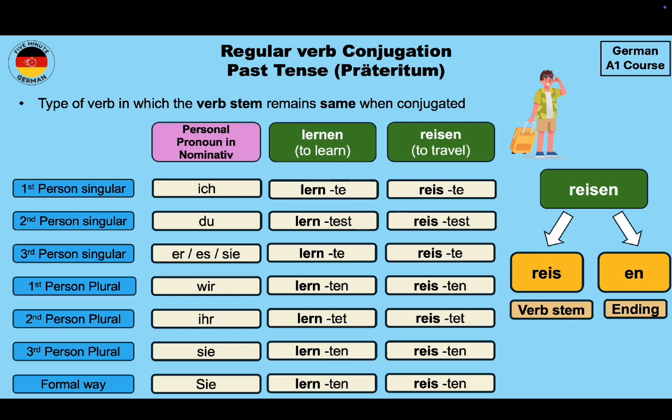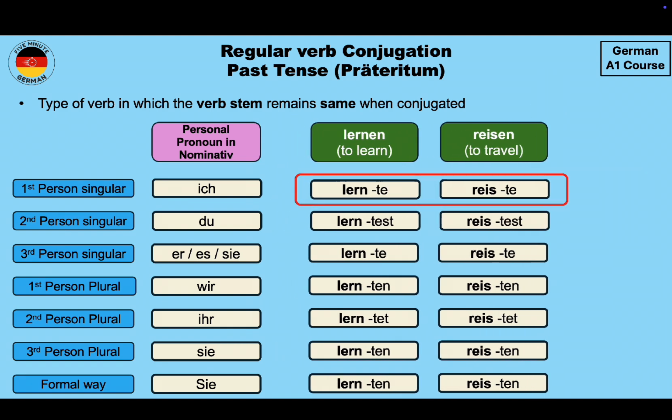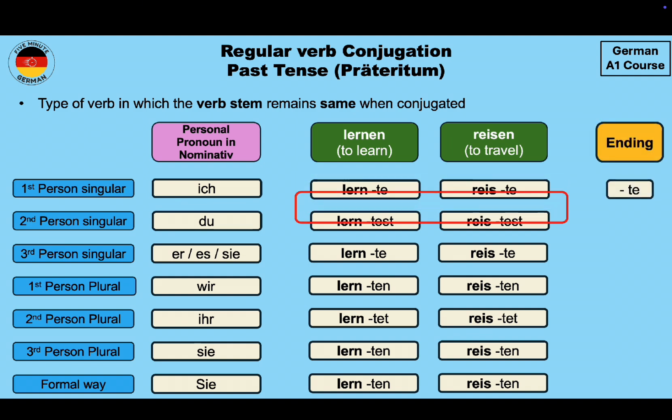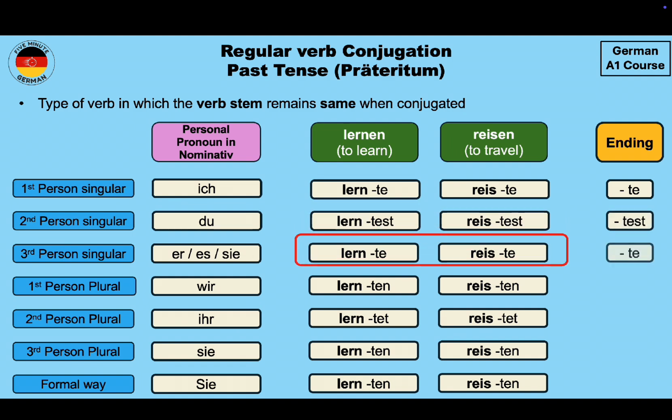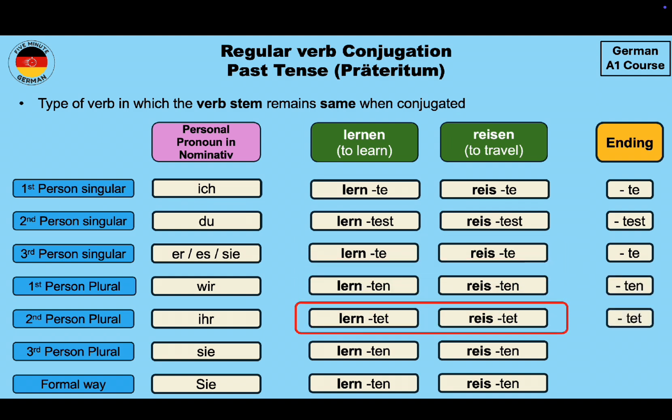Now if we take a look at the conjugations for lernen and reisen, then we see that in the first person singular, both of them have the ending -te. In second person singular, it is -test. In third person singular, it is -te. In first person plural, it is -ten. In second person plural, it is -tet. And in the third person plural and the formal way, it is -ten.